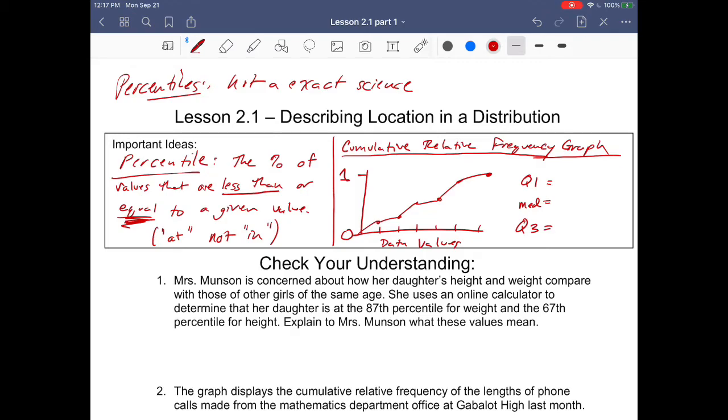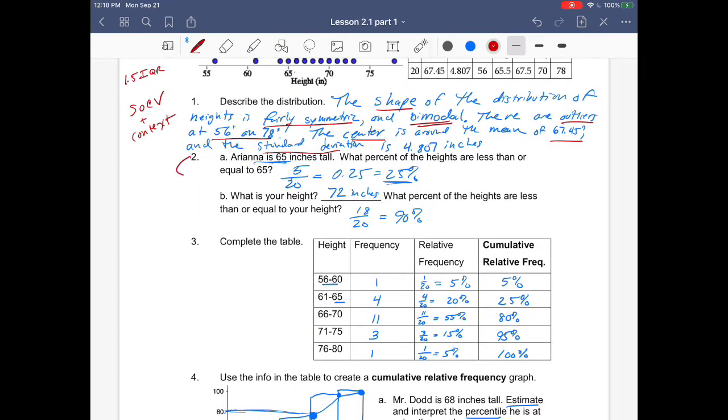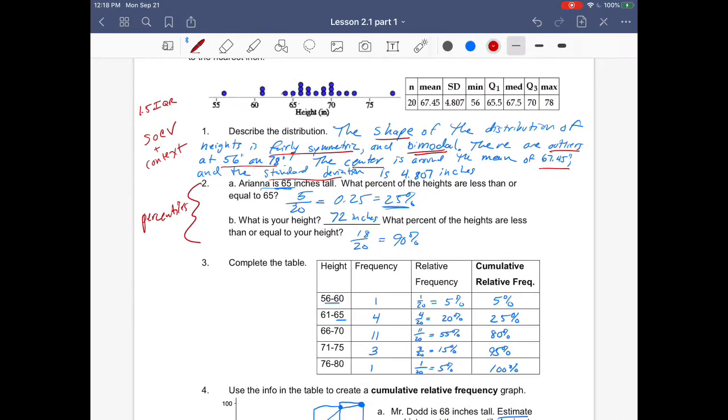So where did we see percentiles? Well, we saw percentiles in items 2 and 3. These were definitely percentiles. In Ariana's case, there were 5 people, 1, 2, 3, 4, 5, that were at or below her height of 65 inches. So that would be 5 out of 20, which is 25%.